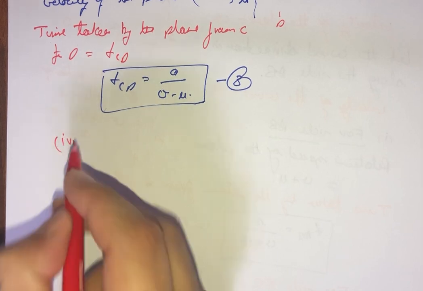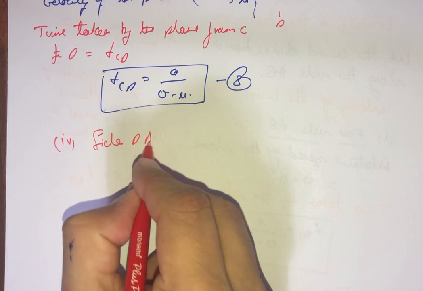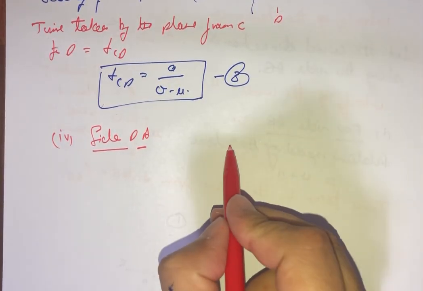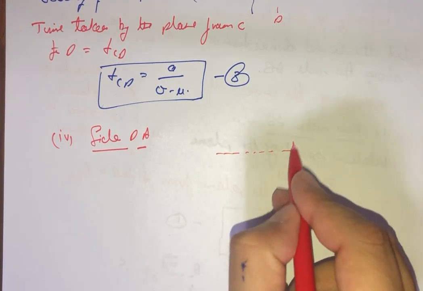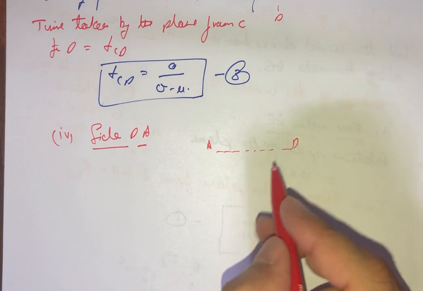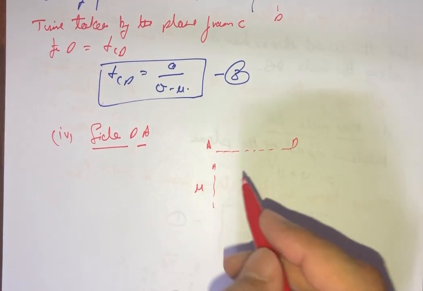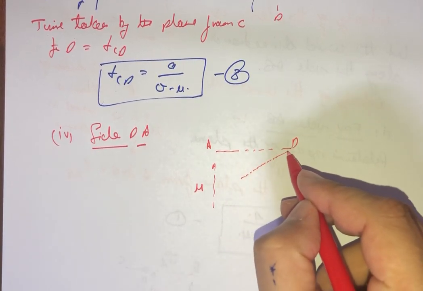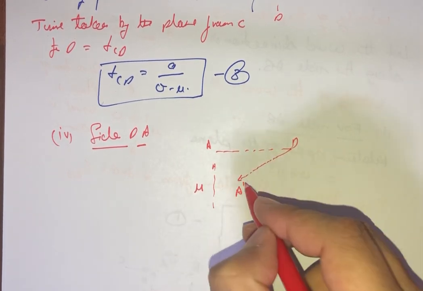Fourth question, side DA. So inside DA, once again, we want that the plane should be flying in this direction DA, but we know that the wind velocity is in this direction u, so the actual direction in which the plane will be flying will be this DA prime.